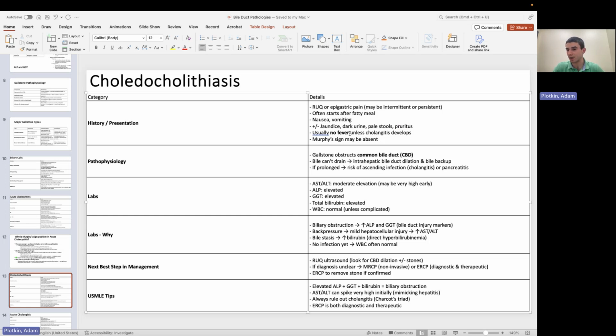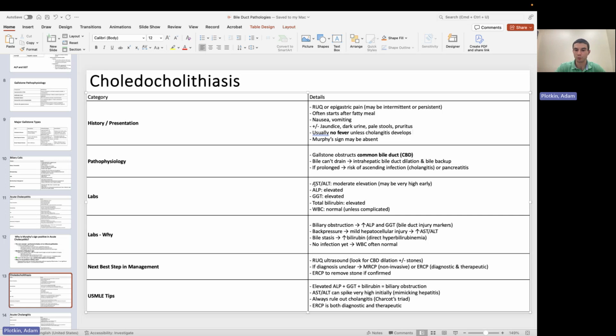There's usually no fever in choledocholithiasis unless cholangitis develops, and the Murphy sign will probably be absent unless you have big reflux back into the gallbladder itself, but the Murphy sign is usually absent. The pathophysiology: the gallstone obstructs the CBD, the bile can't drain, so we get reflux, intrahepatic bile duct dilation and bile backup. And if prolonged, we can have risk of ascending infection, cholangitis, or pancreatitis. The gallstone that's sitting in my common bile duct is just acting like a nidus for bacteria to latch on and move upward or infect the stone itself.